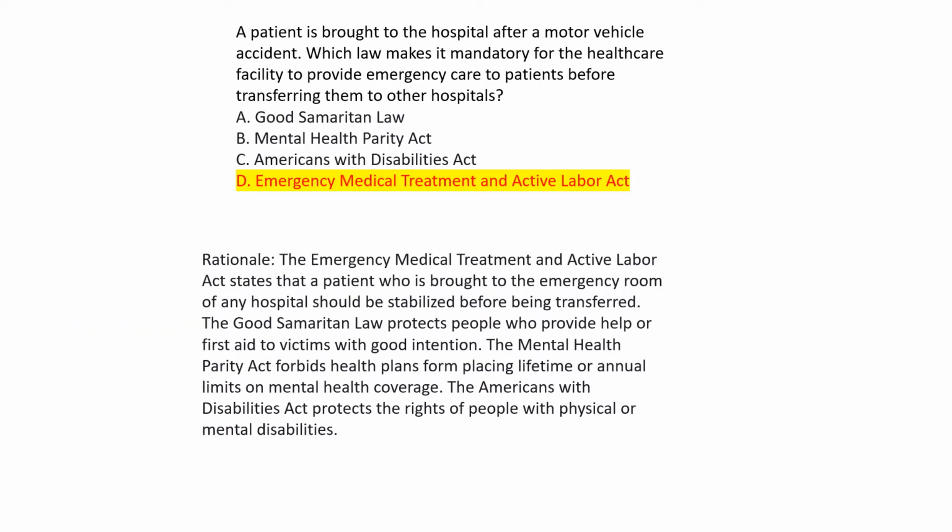Answer D. Emergency Medical Treatment and Active Labor Act. Rationale. The Emergency Medical Treatment and Active Labor Act states that a patient who is brought to the emergency room of any hospital should be stabilized before being transferred. The Good Samaritan Law protects people who provide help or first aid to victims with good intention. The Mental Health Parity Act forbids health plans from placing lifetime or annual limits on mental health coverage. The Americans with Disabilities Act protects the rights of people with physical or mental disabilities.